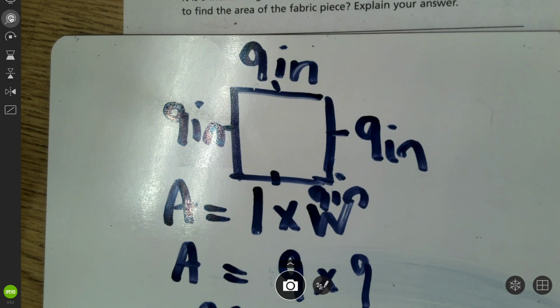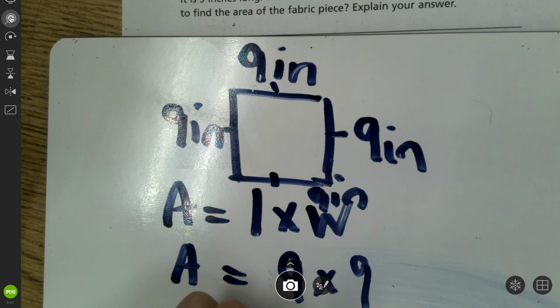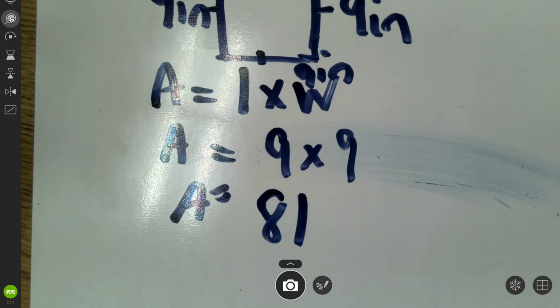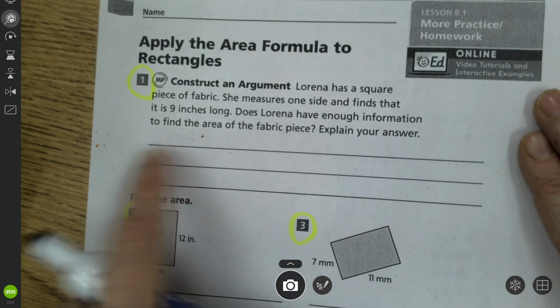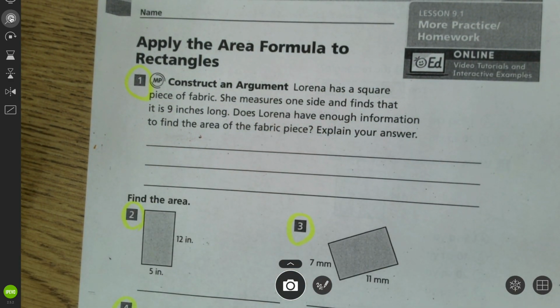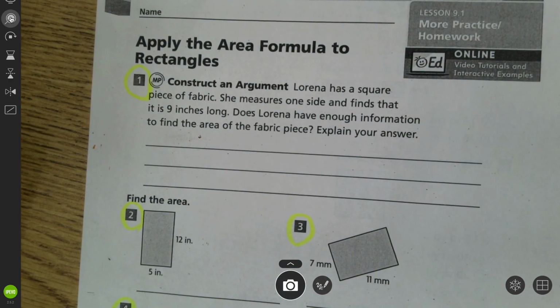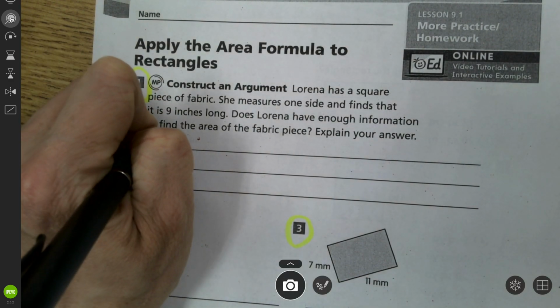And then we would know, what's 9 times 9? 9, 18, 27, 36, 45, 54, 63, 72, 81. 81. Area equals 81. However, if you look, there's lines. It's just asking us. We don't actually have to provide an answer. It's just asking, does she have enough information? And we know she does because we just solved it. So we are going to write yes.